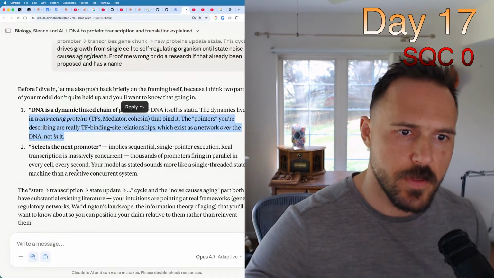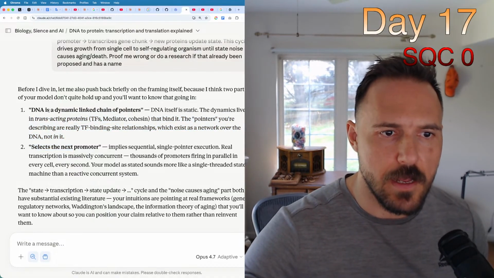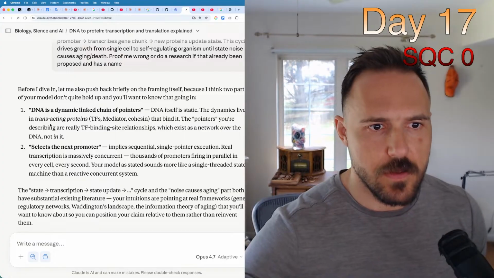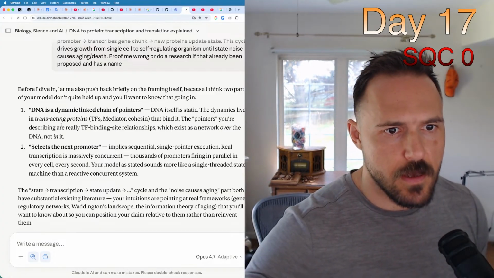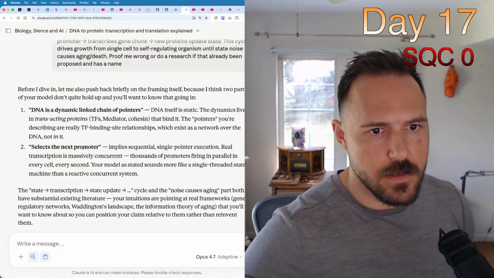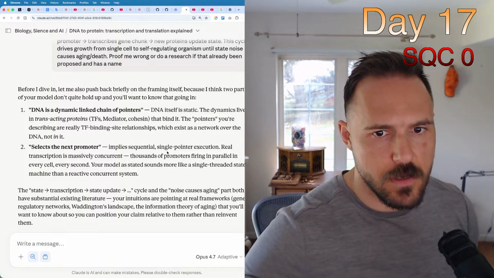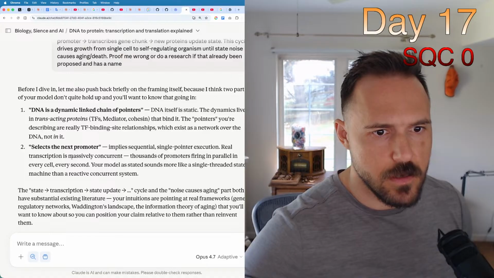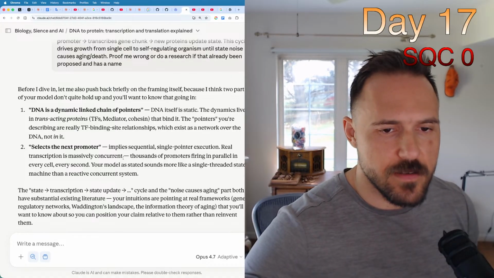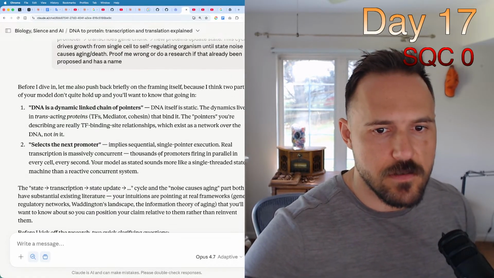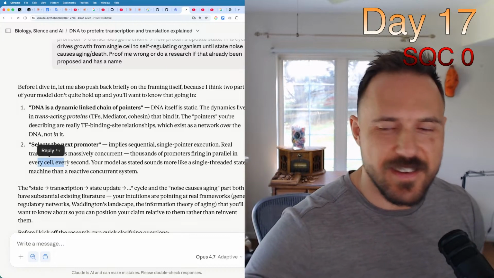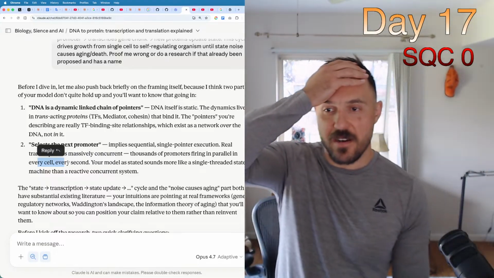Yeah, that's true. So I think that's true. Yeah, I know the DNA is static. The dynamic life is in the trans-acting proteins. Select the next promoter. Implies a sequential single pointer execution. Real transcription is massively concurrent. I know that, but it's hard for me to explain. Thousands of promoters firing in parallel in every cell, every second. See, that's where GPT falls apart.